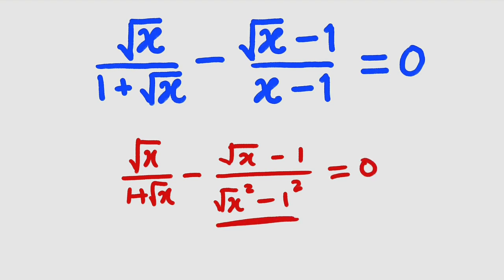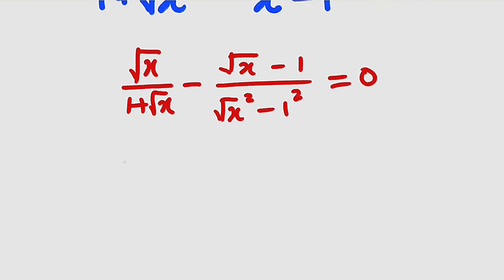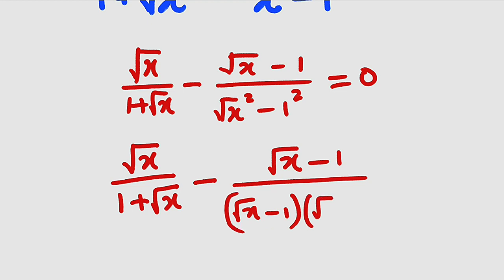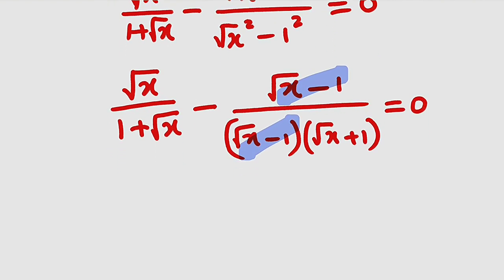And this is clearly a difference of two squares, which can be factorized as what? The square root of x minus 1 times the square root of x plus 1. So we have the square root of x divided by 1 plus the square root of x, minus the square root of x minus 1 divided by the square root of x minus 1 times the square root of x plus 1. This is nothing but a difference of two squares, and the whole of this equal to 0. You can see that this will cancel this, right? What do we have left?